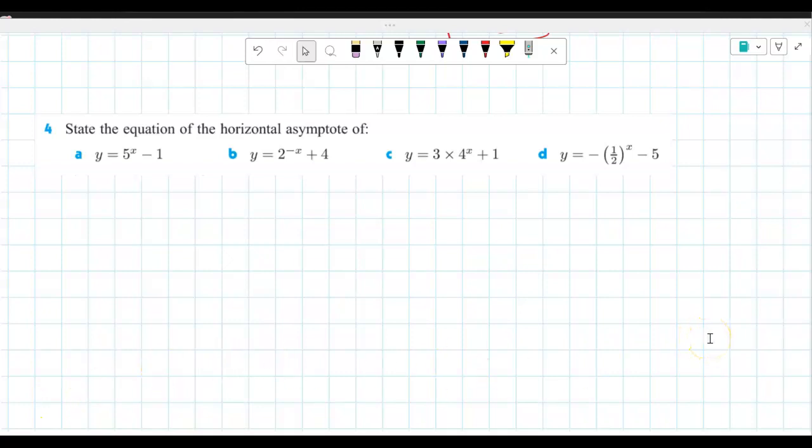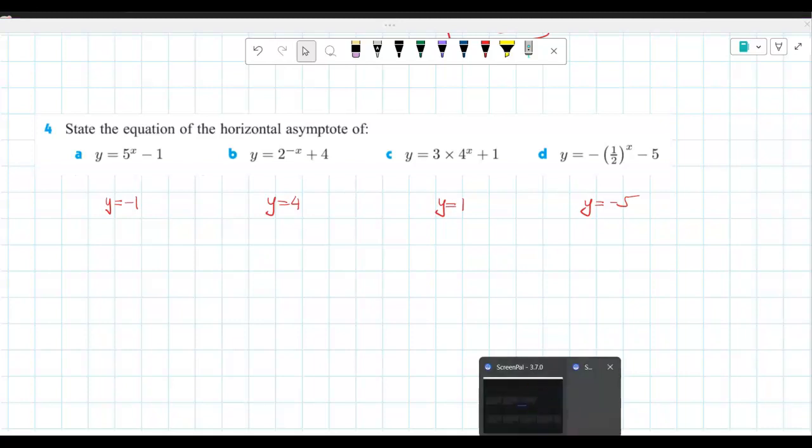Equation of the horizontal asymptotes. What is the first one? Y = -1. You have to write y equals -1. Next one: y equals 4. Y is equal to 4. Y equals 1. Y is equal to -1. Yes, that's important. You'll have to do that.